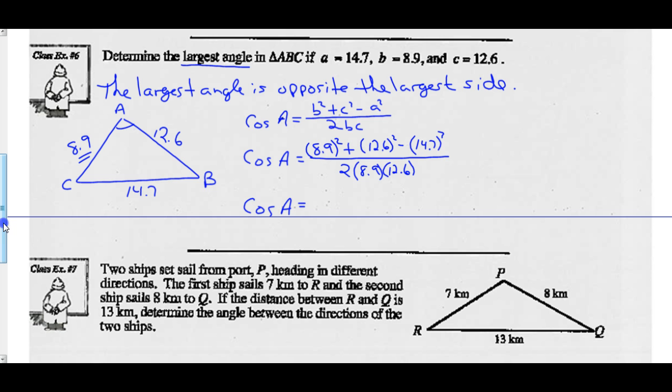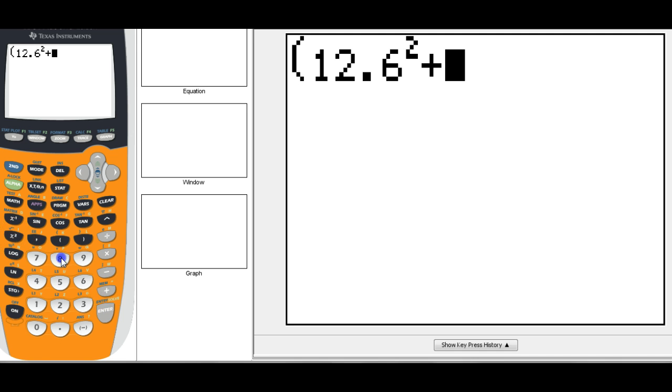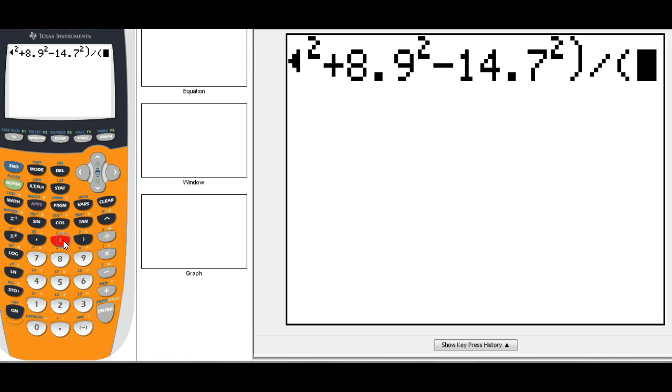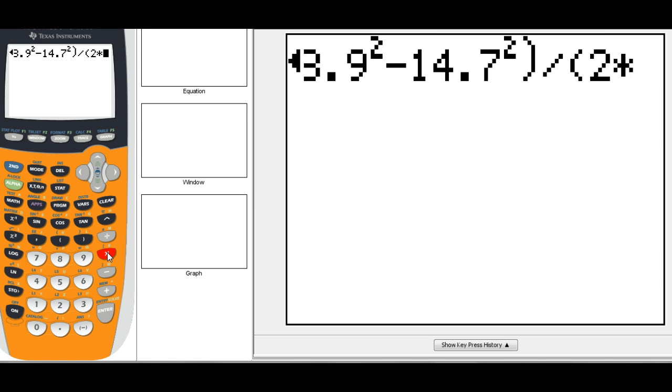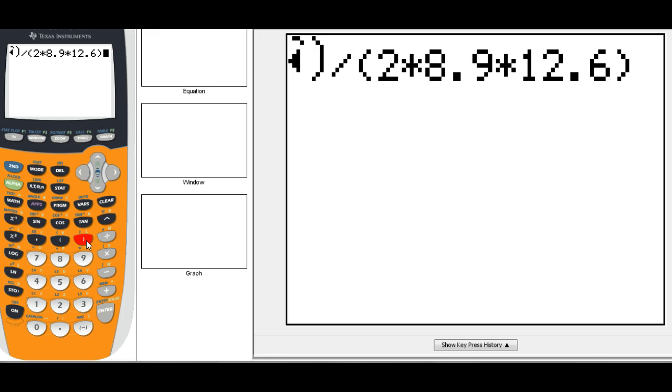So again, if we do this calculator work, we get the value for the cosine of A. We will not get the measure of angle A until we do second function cosine. So let's do this calculator work and make sure we can do it correctly. Here's what it should look like. In my numerator, let's put that in brackets. In my numerator, we have 12.6 squared plus 8.9 squared minus 14.7 squared. That's all the numerator, so put that all in brackets. Divide that by our denominator, 2 times b times c, which is 8.9 times 12.6. And close that bracket because that is our whole denominator.